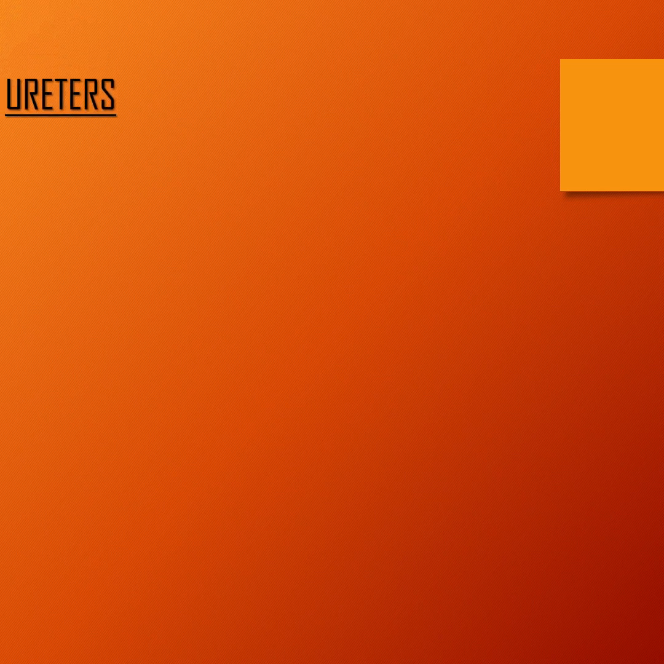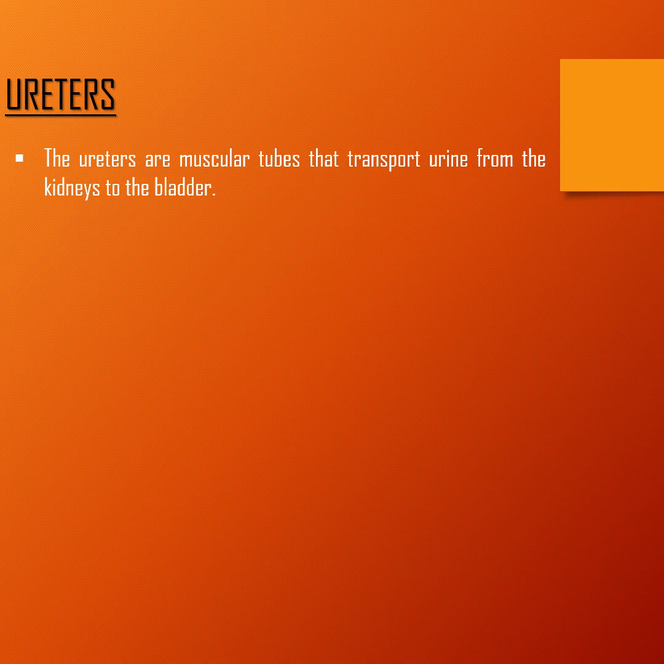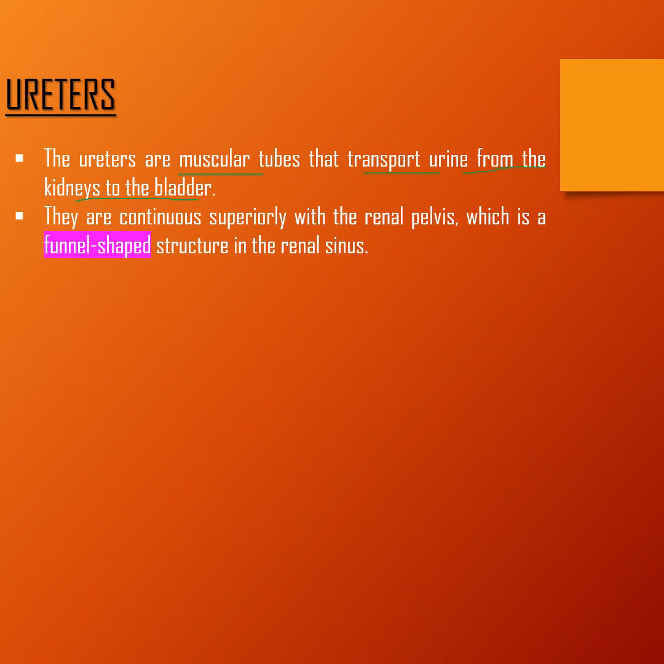Now we'll talk about the ureters. The ureters are muscular tubes that transport urine from the kidney to the bladder. They are continuous superiorly with the renal pelvis, which is a funnel-shaped structure in the renal sinus.